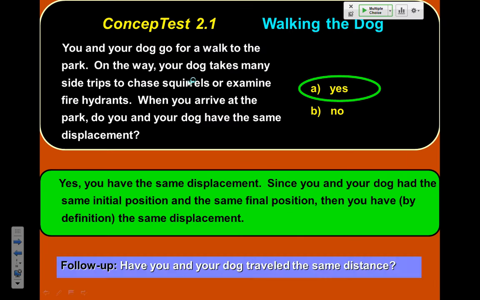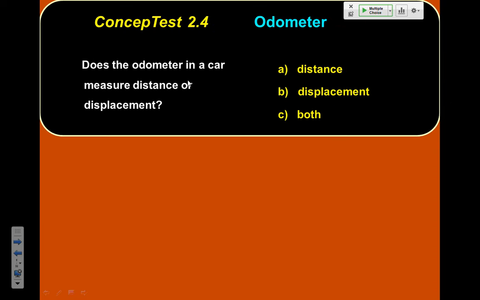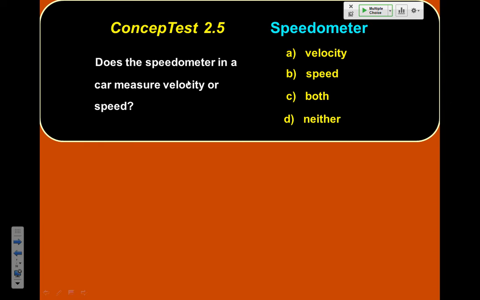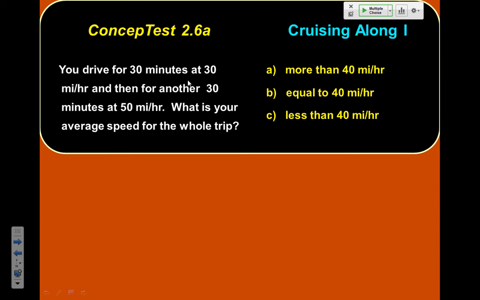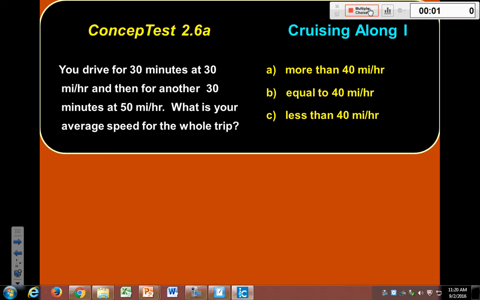We've done some of these. If you have your workbook, it's in the back. We've done this one, right? Does anybody know how far we stopped here. Okay, you drive for 30 minutes at 30 miles an hour, and then another 30 minutes at 50 miles an hour. What is your average speed for the whole trip? Remember, go back to your definition for what is average speed or average velocity.